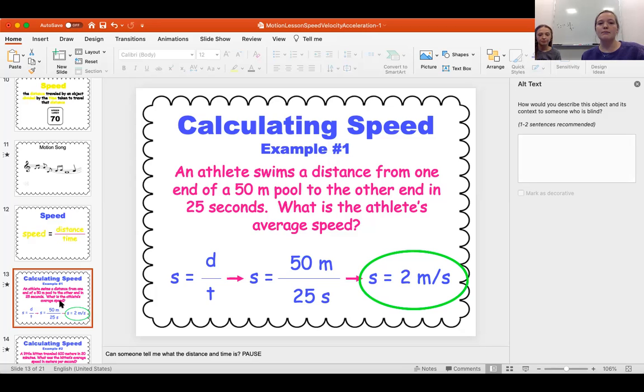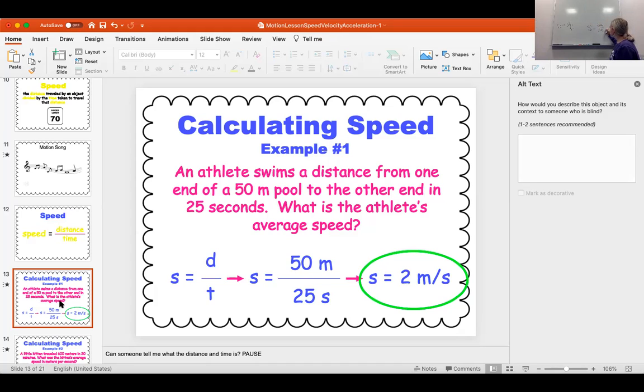So in this case, Miss Anna, what do you think I should put for D, for distance? 50 meters. Awesome. So I will go ahead and write that on the board. So I have my speed, this is what we're looking for, my equal sign. And we know distance goes up top, and we said that was 50 meters. Notice I'm also labeling my units. And then for time, Miss Anna, what do you think that would be? 25 seconds. Perfect. So I'll put my time here with my units again.